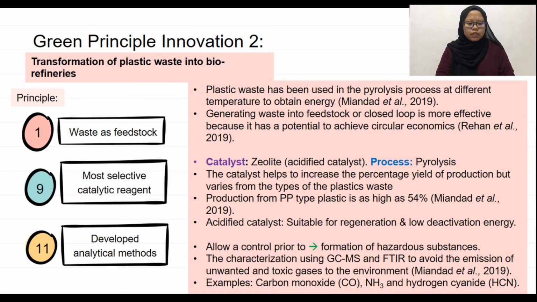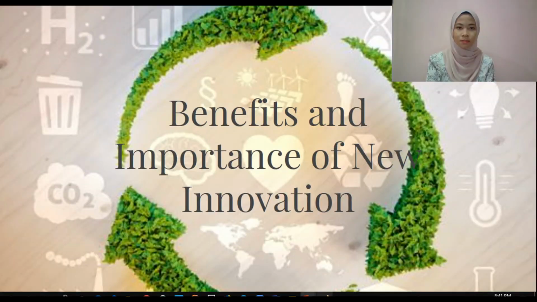Last but not least is principle number 11. It develops analytical method. It allows a control prior to formation of hazardous substance. The characterization using GCMS and FTIR avoids the emission of unwanted and toxic gas into the environment. For example, carbon monoxide, NH3, and hydrogen cyanide.